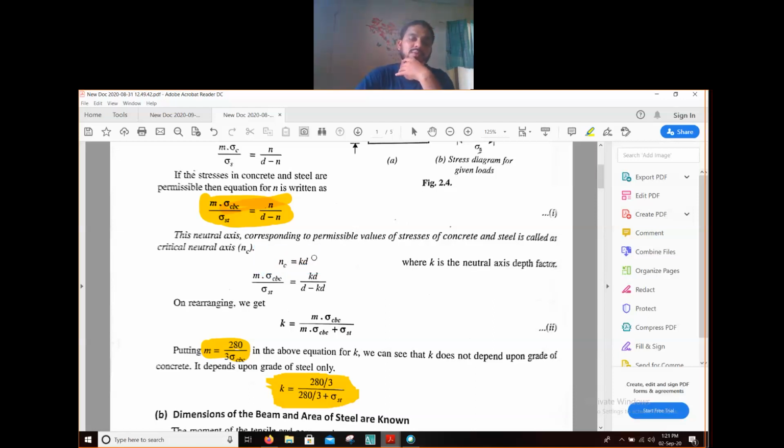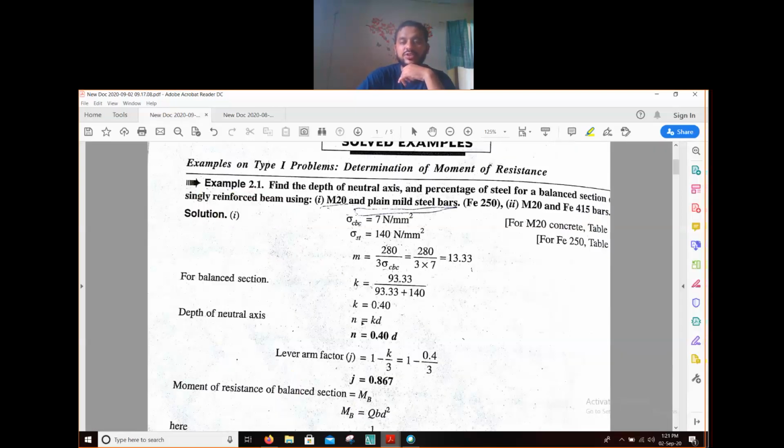Okay, we have to use this formula, nc is equal to kd. Now the k value is known. We have already calculated the value of k, so put the value of k here. You will get n equal to 0.42. Okay, so this will be the answer. This will be the value of depth of neutral axis.